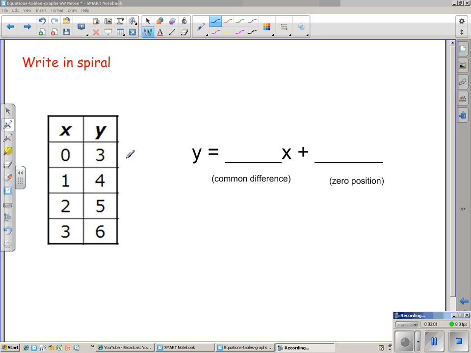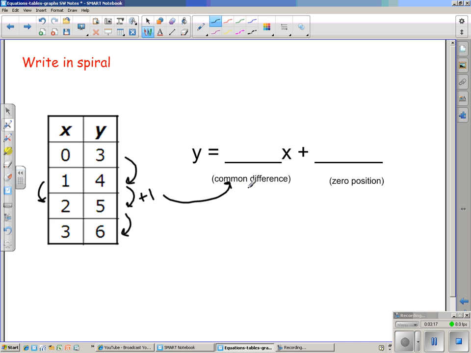Now if we look at this equation, how do you get from 3 to 4? How do you get from 4 to 5? How do you get from 5 to 6? Every single time we change a row, we change the x, this is going up by a value of 1. This 1 is referred to as your common difference, or your slope. It's going up 1 per change in x. But now, if we have to find the 0 value, that means when x is 0, what is your y value equal to? Turns out your y value is equal to 3. Whenever the x is 0, the y is 3. Record that in your spiral.